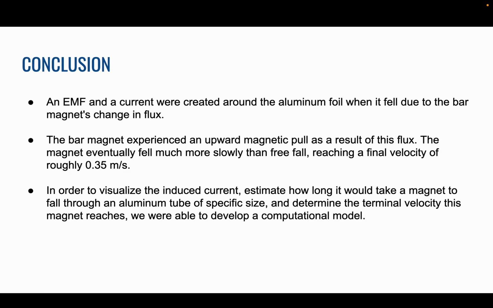And in conclusion, the change of flux from the bar magnet induced an EMF, and this current caused an upward magnetic pull. The magnet fell much more slowly than free fall, reaching a final velocity of roughly 0.35 meters per second. And then, in order to visualize the induced current and estimate how long it would take the magnet to fall through an aluminum tube and determine the velocity, we were able to develop a computational model in GlowScript.